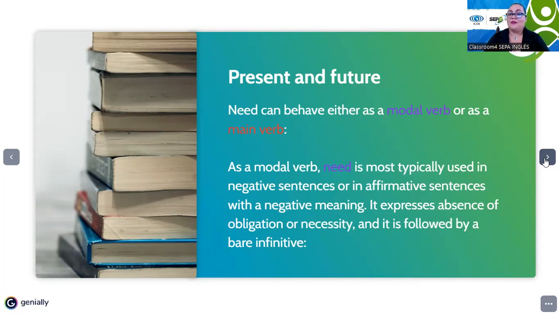Again, need can behave either as a modal verb or as a main verb. That's why we say it's a semi-modal. Por eso se llama semi-modal, because it's a modal verb, verbo modal, and main verb, verbo principal. Two functions. As a modal verb, need is mostly typically used in negative sentences or in affirmative sentences with a negative meaning. It expresses absence of obligation, of necessity, and it is followed by a bare infinitive.